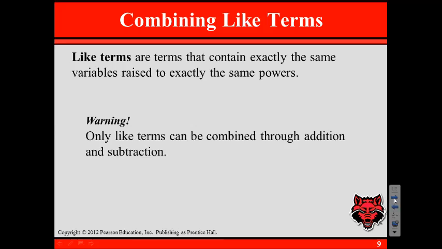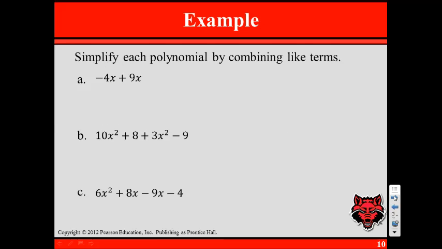We combined like terms before, but let's discuss like terms using the definition of polynomials. Like terms are terms that contain exactly the same variables raised to exactly the same powers. And only like terms can be combined through addition and subtraction. So let's simplify each polynomial by combining like terms.